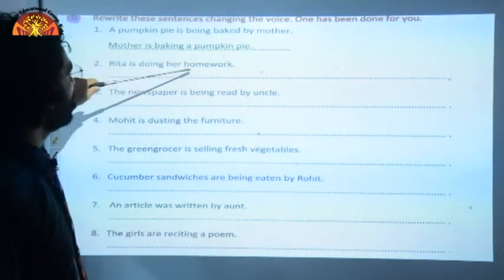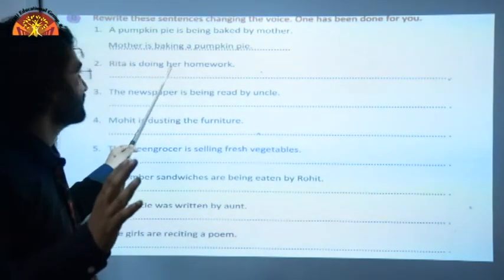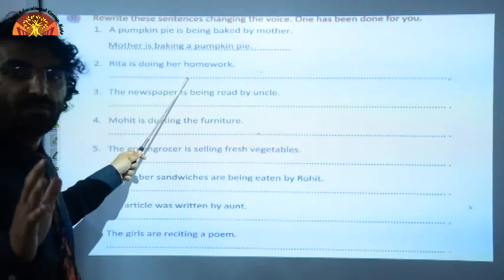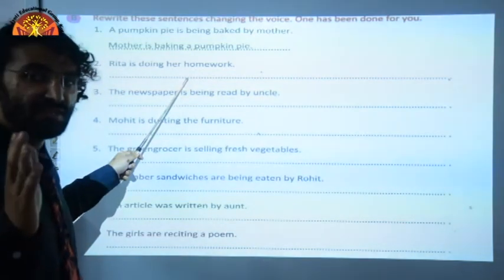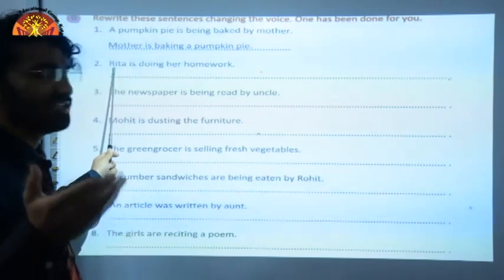Rita is doing her homework. Can you identify, is this active voice or passive voice? This is active voice. Why? Because Rita is the subject and she is doing something.